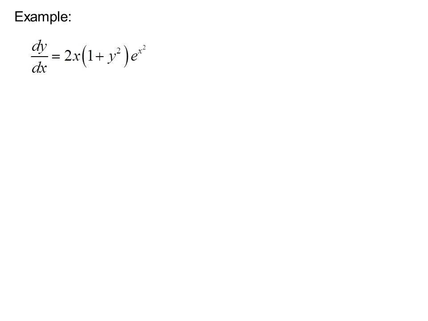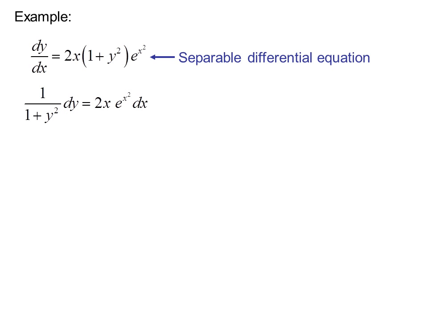Here is another example. dy/dx equals 2x times the quantity 1 plus y squared times e to the x squared. It is a separable differential equation because it is a product of x terms and y terms. We divide by the y term and get 1 over 1 plus y squared dy equals 2x e to the x squared dx. Then we integrate both sides.